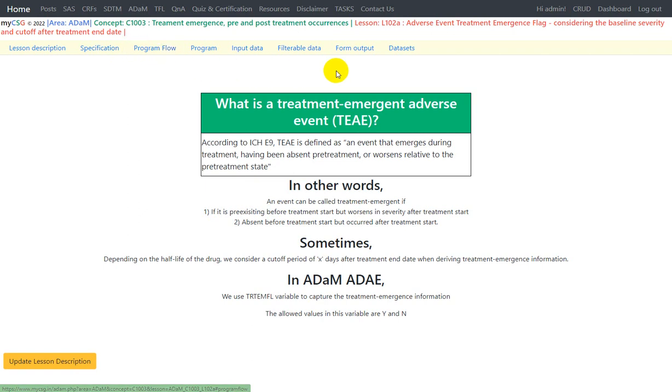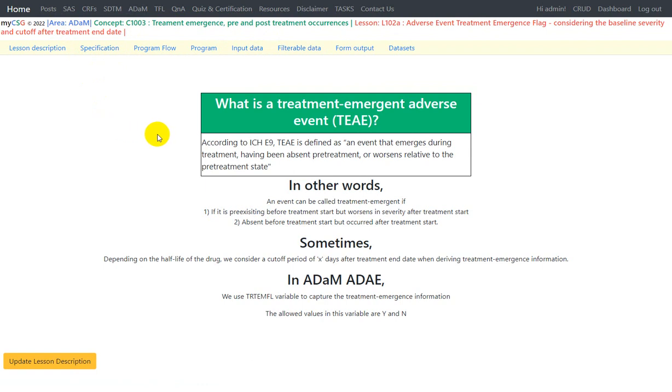In this video, we will see how to derive treatment emergent flag in adverse events, considering the baseline severity of an event and also the cutoff after treatment end date. This lesson is part of the concept called treatment emergence, pre and post treatment occurrences, and again, this is part of the ADaM programming series.